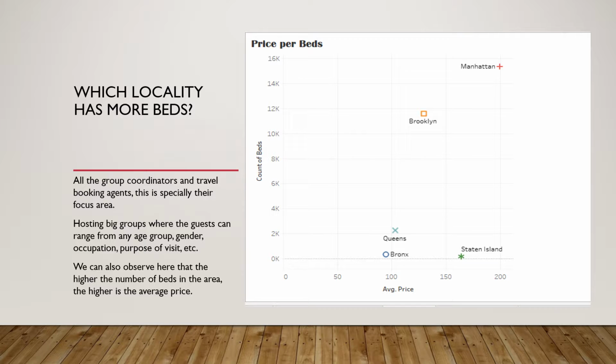This graph is also particularly useful for travel agents who are wanting to book Airbnbs for a large group of people, as they can see how the prices are affecting the number of rooms in that area.